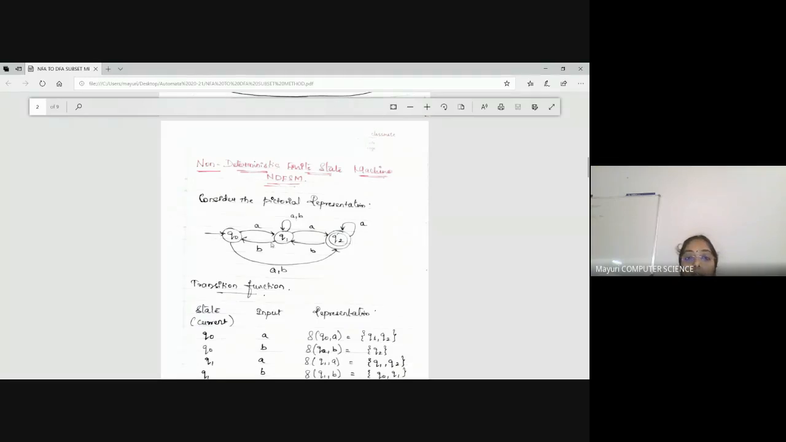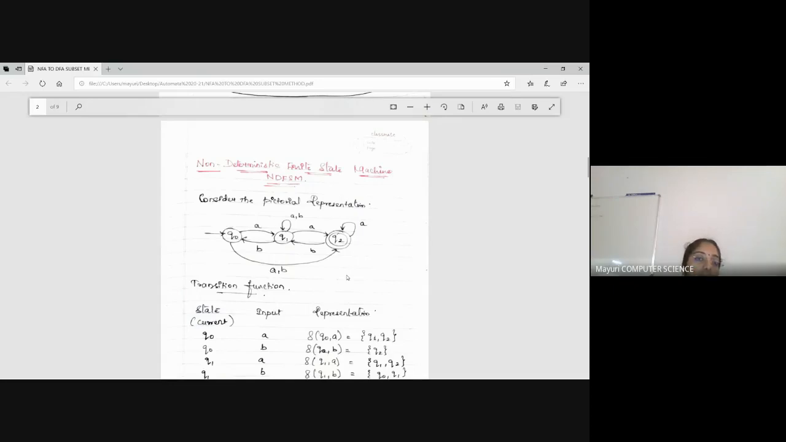And at the same time, you see also from Q1, you had a transition to Q1 with A. Again, with A, it is going to Q2. And if you look at Q2, there is no transition on B, the input B. You see, I haven't given any transition on the input B. So that is what I told you.